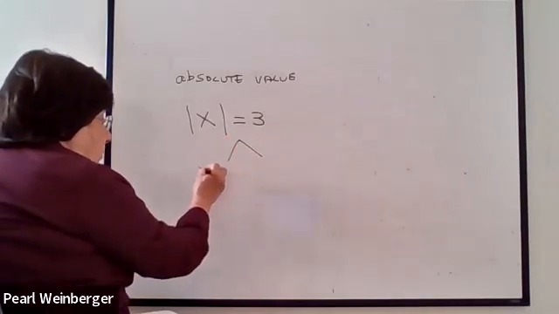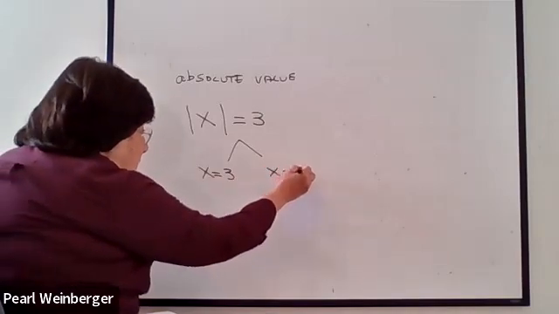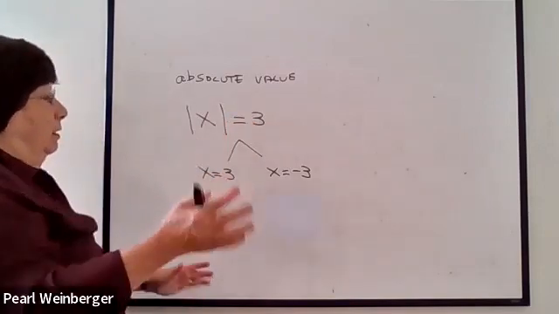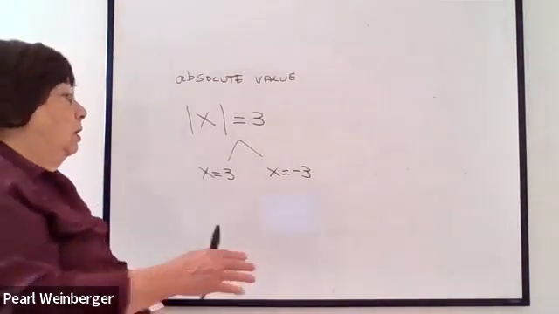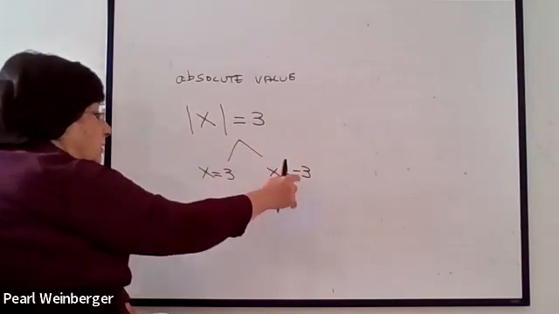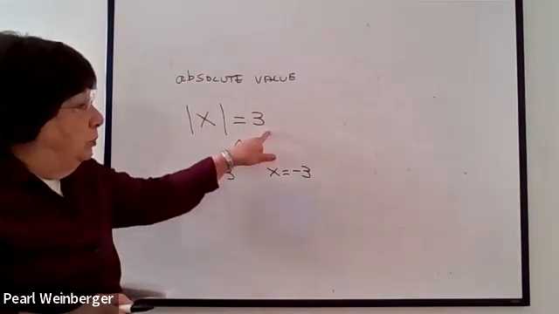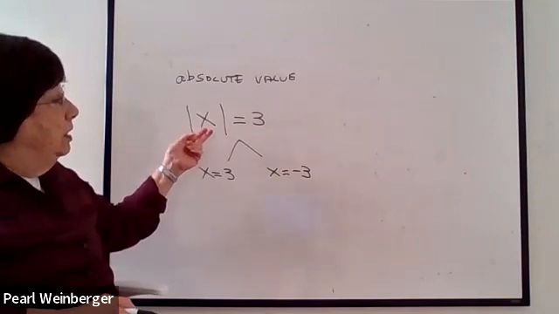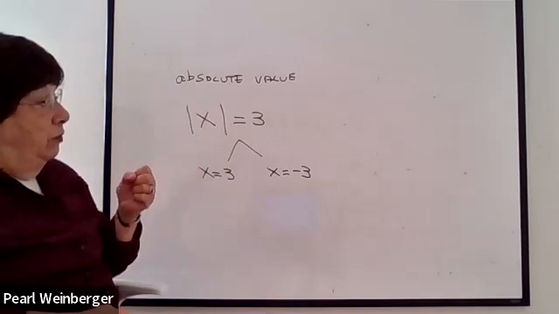Either the x could be equal to 3, or it could have started out being negative 3. If I take the absolute value of 3, it gives me 3, because the absolute value of any positive number is that number. But if I started out with negative 3 and I took its absolute value, its answer would also be 3. So there actually are two solutions to this absolute value equation, the positive 3 or the negative 3.